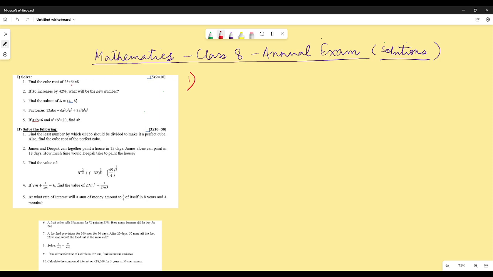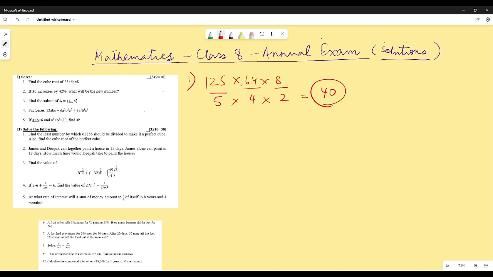So in question number 1 what you had to do was find the cube root of 25 into 64 into 8. This was actually a typo, so it should have been 125. So we know that all 125, 64 and 8 are perfect cubes. So 125 is a cube of 5, 64 is a cube of 4 and 8 is a cube of 2. So when you take out the cube roots of all these three, you get 5 and 4 and 2, and you multiply them and you get the answer as 40. So that should be your answer.